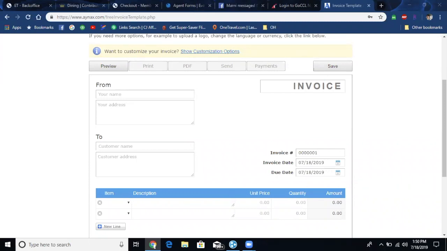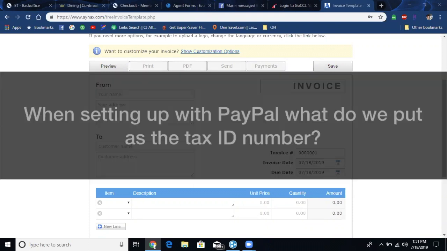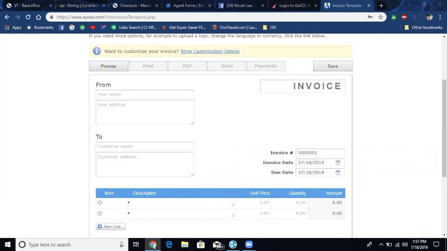Whatever you guys do, a 100% no-no that can get you definitely suspended from the company is you never collect the full amount, the 1,080, and then pay the vendor and keep the rest. Just to make that 100% clear, okay? When setting up with PayPal, what do we put as the tax ID number? Whatever your tax ID number is. Everyone has a different tax ID. You can use your social security number as well.